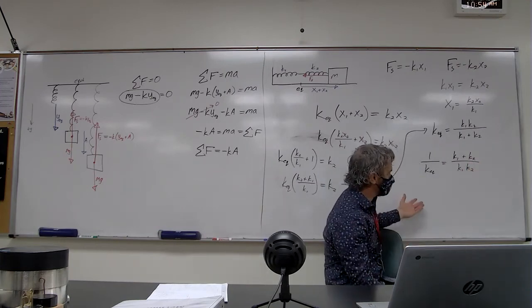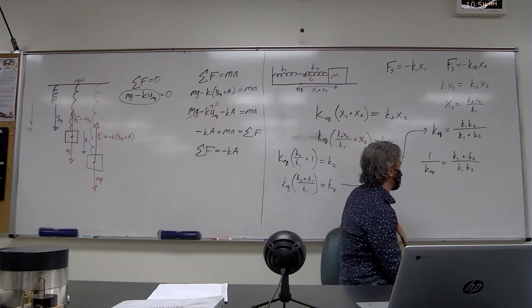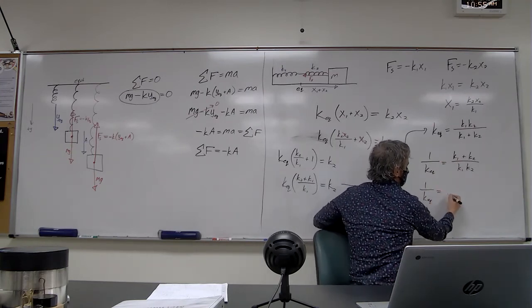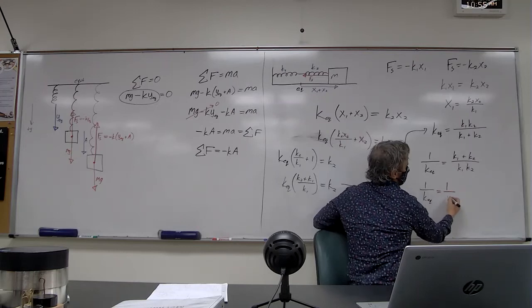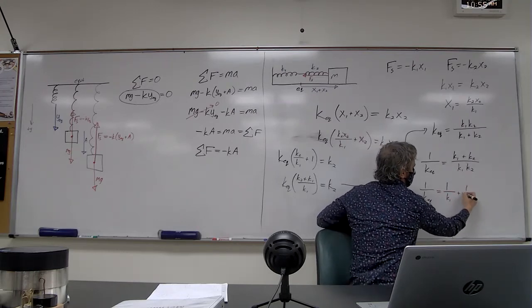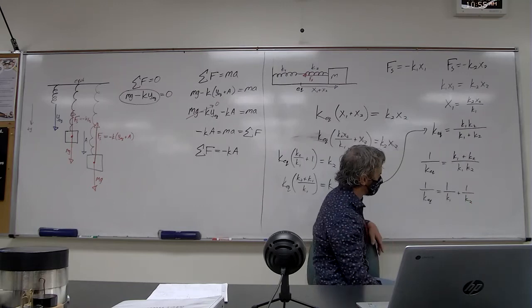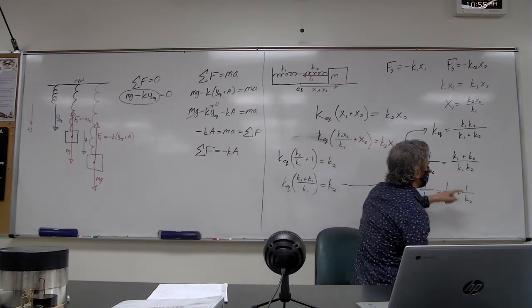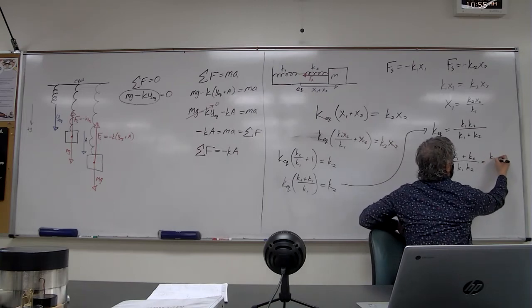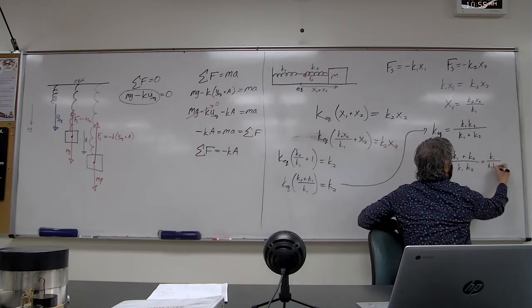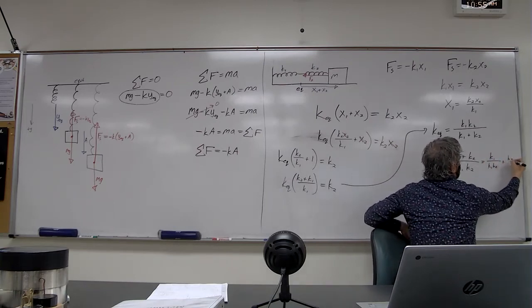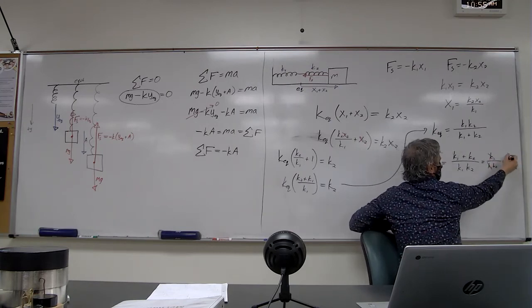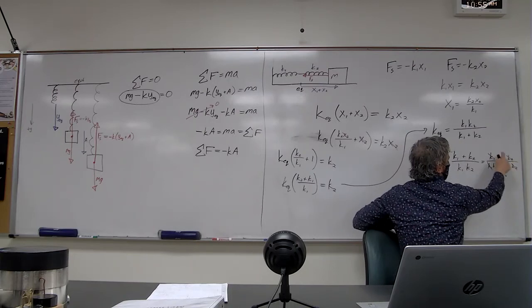Because now I can break this into two terms. And when I do that, I get 1 over the equivalent spring constant equals 1 over k1 plus 1 over k2. Because this right here will end up being k1 over k1 k2 plus k2 over k1 k2. So I got 1 over k1 plus 1 over k2.